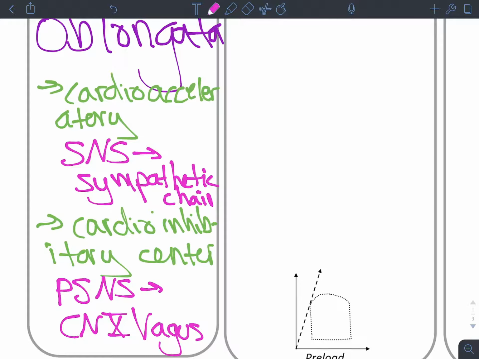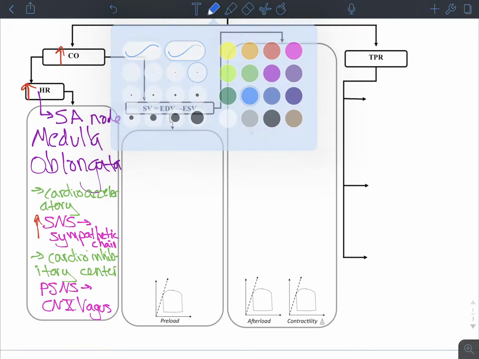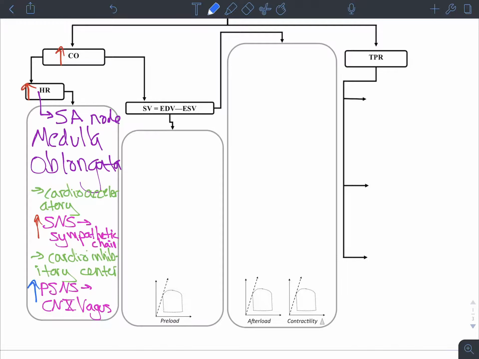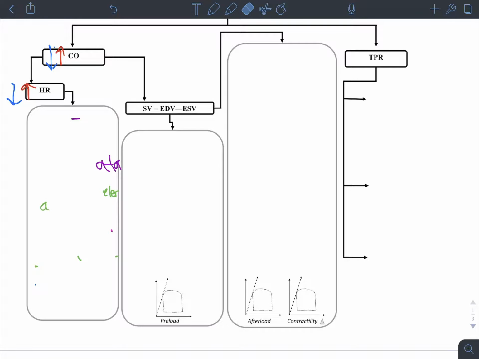Awesome. So now we can think about what happens if we increase sympathetic nervous system. What is that going to do to heart rate? Well, that'll increase heart rate, and if we're increasing heart rate, that will increase cardiac output. If we increase parasympathetics, parasympathetics will decrease heart rate, and that will decrease cardiac output. All right, so that's it for medulla oblongata. I'm going to go ahead and erase all of this and continue on to the two other items that affect heart rate.